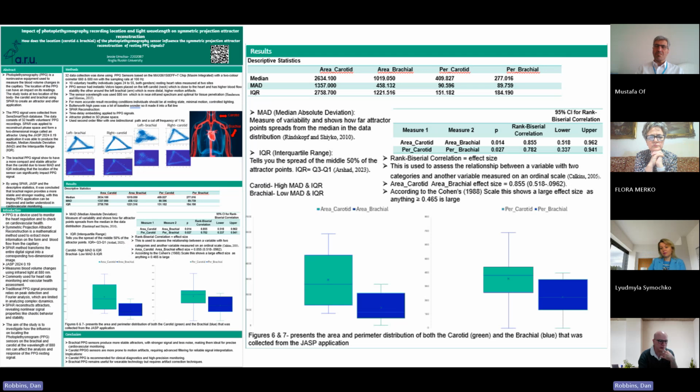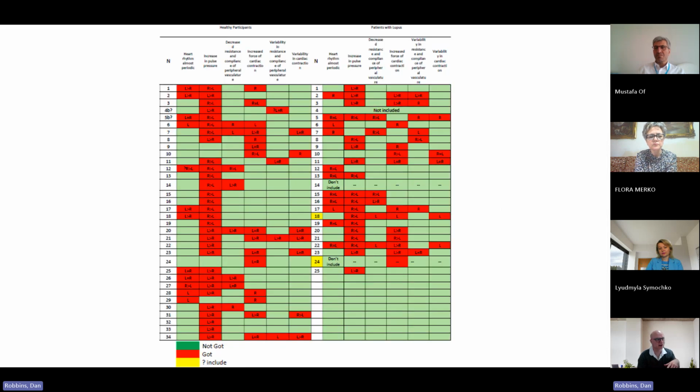Now, I got some funding to work with some patients who had lupus. And so I applied this again, and I collected data from healthy students, and I made sure everything was controlled. I got the students to come to a room for 15 minutes to acclimatize, sitting still. Then I got them to lie on a bed for 5 minutes, no movement. And I compared the results.